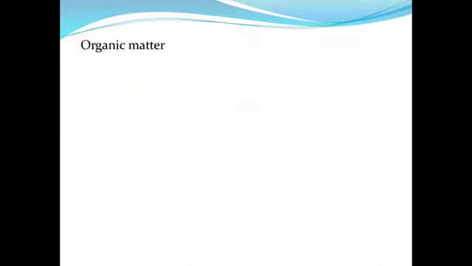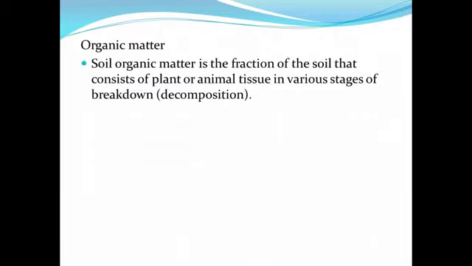Let's take a look at the next soil constituent, which is soil organic matter. Soil organic matter is the fraction of the soil that consists of plant or animal tissue in various stages of decomposition. So organic matter includes anything that comes from plants and animals that is in the soil, whether living or non-living, and at different stages of decomposition.